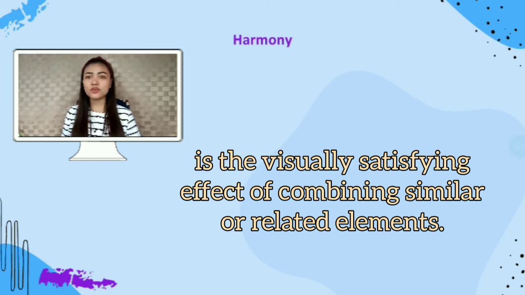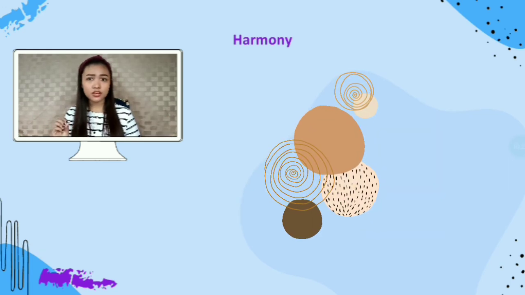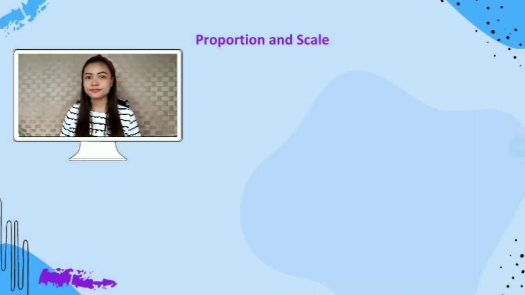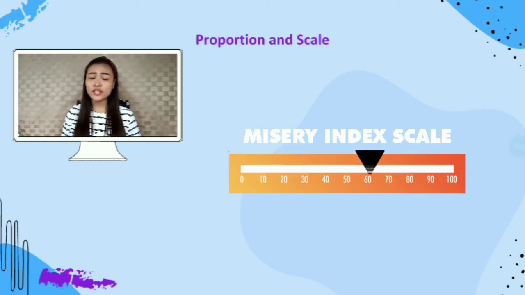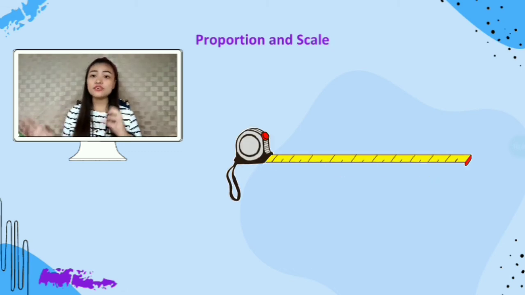Harmony is the satisfying effect of combining similar or related elements, adjacent colors, similar shapes, or related textures. Scale and proportion are both design elements that have to do with size. Scale is the size of one object in relation to other objects in a design or artwork. Proportion refers to the size of the parts of an object in relationship to other parts of the same object.